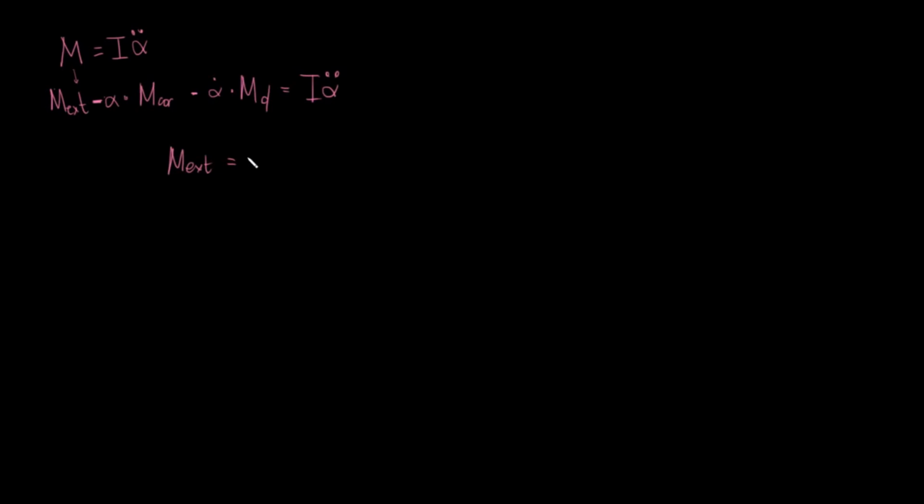So let's put here the external moment we put on the system. It's the moment with which we're forcing our rocket. And on the other side we have alpha times the corrective moment plus alpha dot times the damping moment plus this.